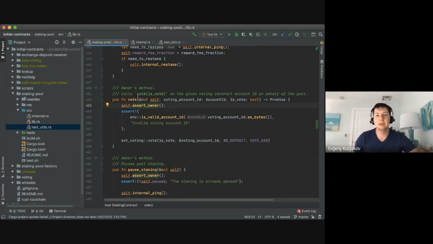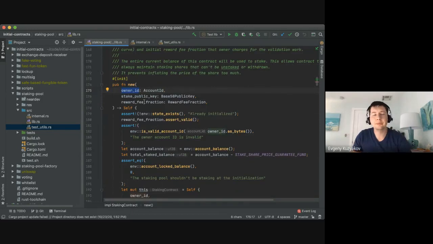So the vote method, the first thing it does, it verifies that the method was only called by the owner, and then it verifies some logic, but that's not important right now. So the contract has an owner, and this owner can do certain things. So it has the extra permissions. Then it takes a few more fields.